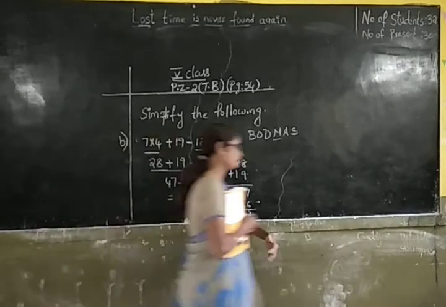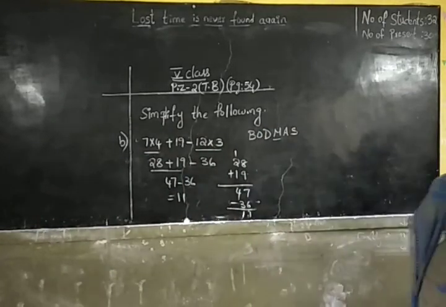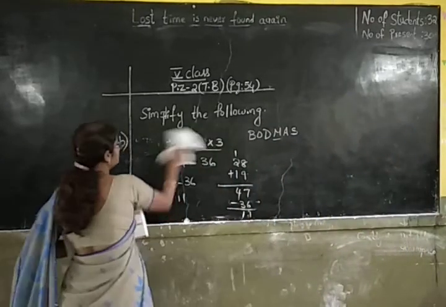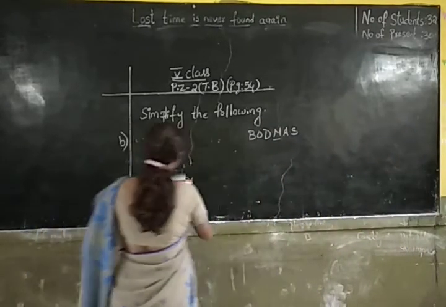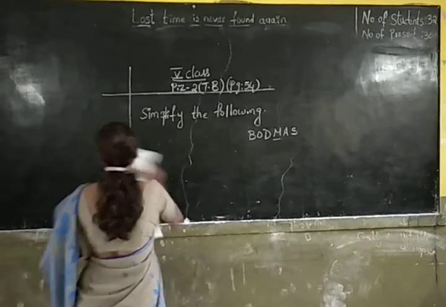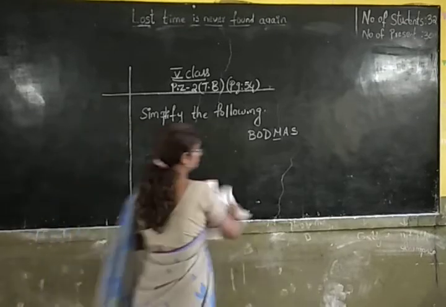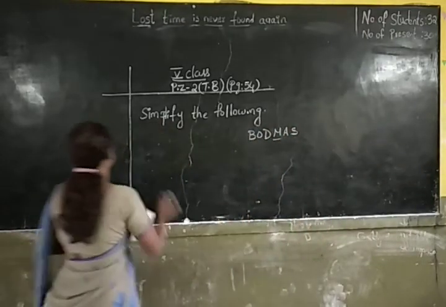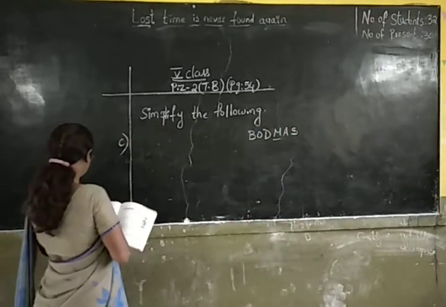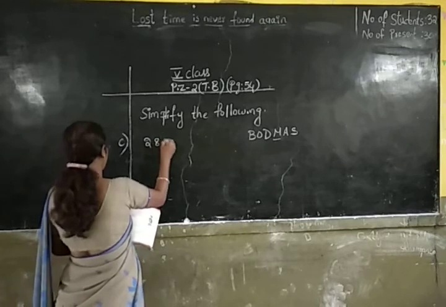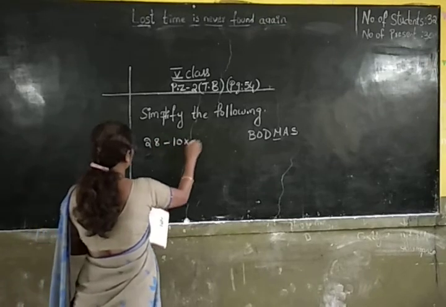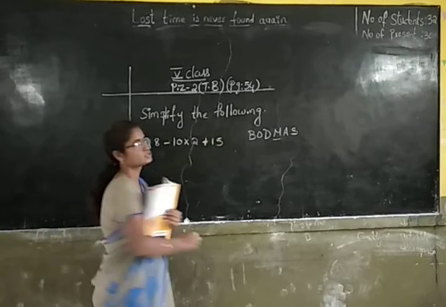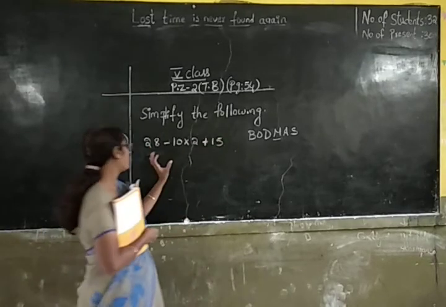Okay children. Now let us move to the next sum. What is the next sum? That is the C sum. Let us do the C sum. 28 minus 10 into 2 plus 15. Okay children. First you have to do, here three operations are given.